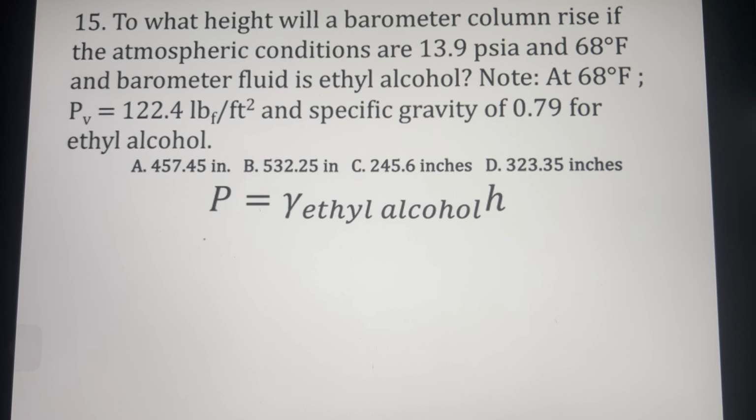So again, our height is pressure over specific weight. So this will be pressure in the numerator. So our pressure is 13.9. That's psia again. So just multiply it directly by 144 to make it pound force per square feet. So that is our pressure in the numerator.